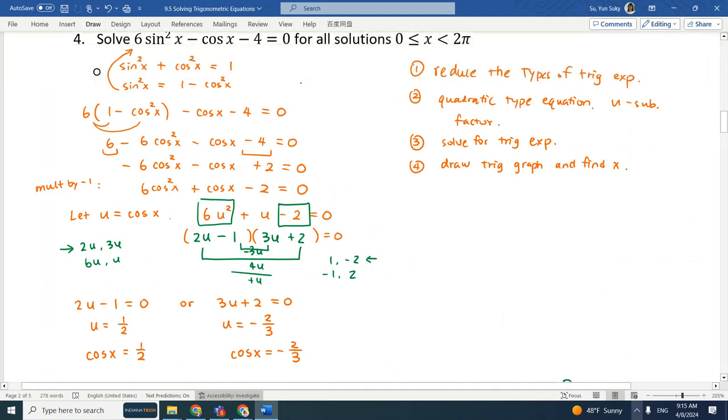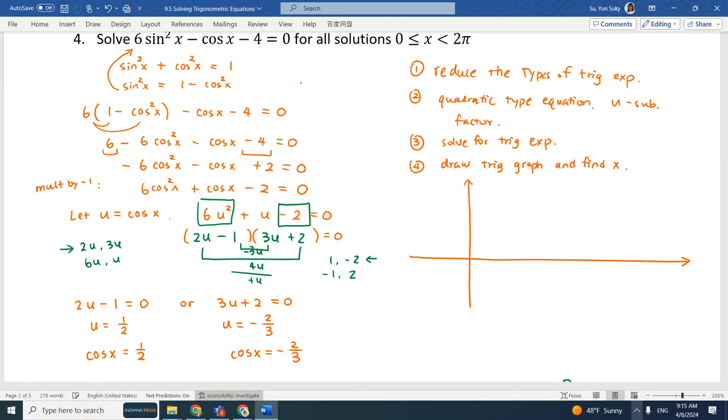Okay, now we need to draw the trig graphs. So it's about cosine. What does the cosine graph look like? It is a wave and it starts at 1. So we go down and go up. And this is -1. The period is 2 pi. The middle is pi. And the middle is pi over 2. And the middle between pi and 2 pi is 3 pi over 2. Is that okay, everybody? So far, so good? Everybody following?